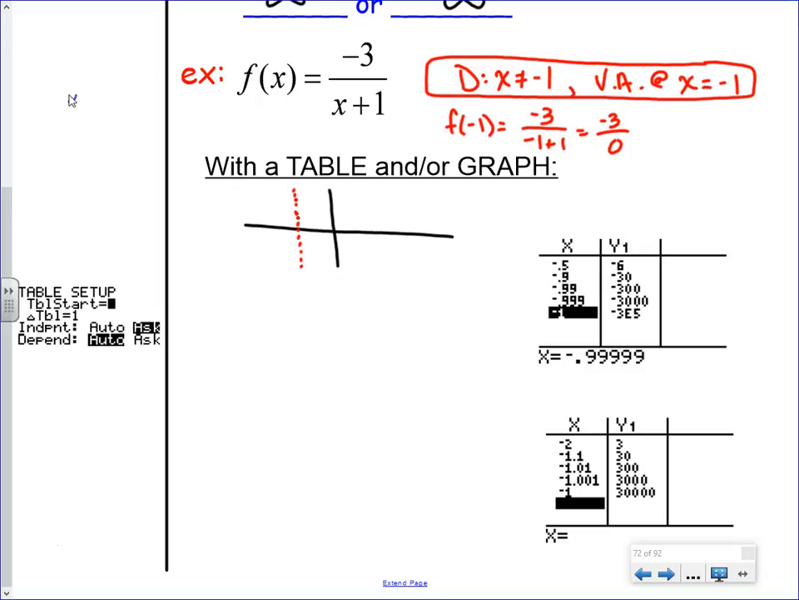Question. What am I showing in the table as we plug in -0.5, -0.9, -0.99, -0.999? How are we coming to -1? From above it on the number line or from below it? Look at your numbers. -0.5, -0.9, think about your number line, just go horizontal. Where would -1/2, -0.9, -0.99 be? Above or below? To the right or to the left?